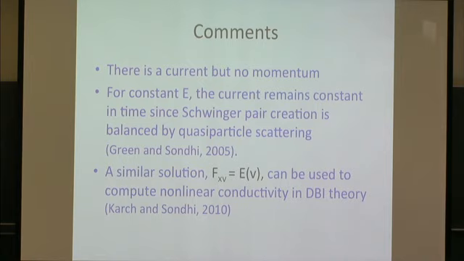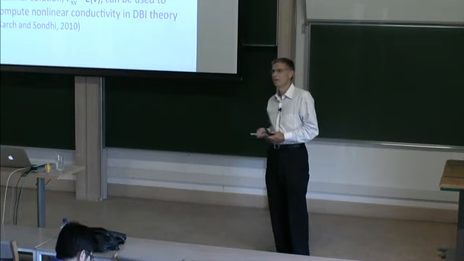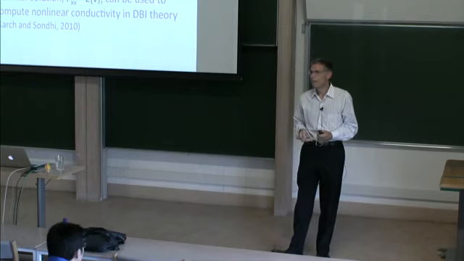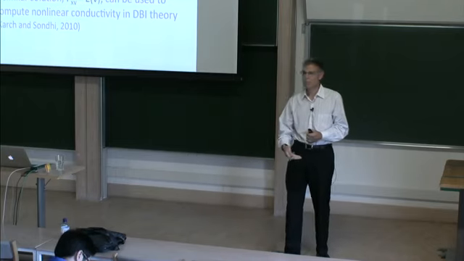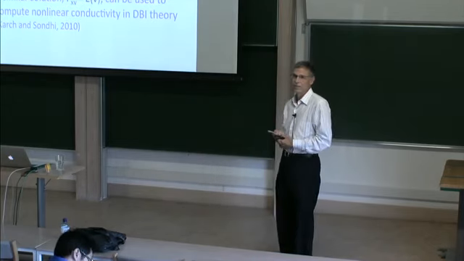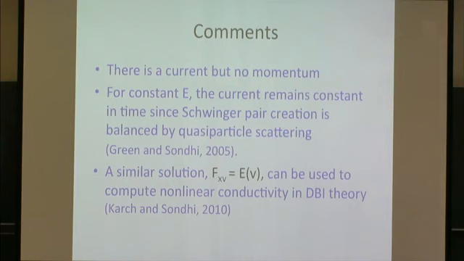And finally, I should mention that the same idea of using a time-dependent electric field for this XV component of F was used earlier, back in 2010, by Karch and Sonhee to describe nonlinear solutions of the DBI action. So this is the Dirac-Born-Infeld action, which is a form of nonlinear electrodynamics. They don't include back reaction on the metric, so they don't see the Joule heating of the black hole, but they do talk about this as an interesting solution of the DBI theory.